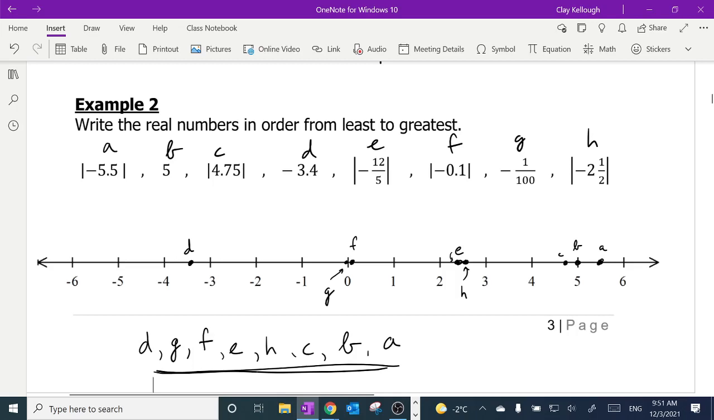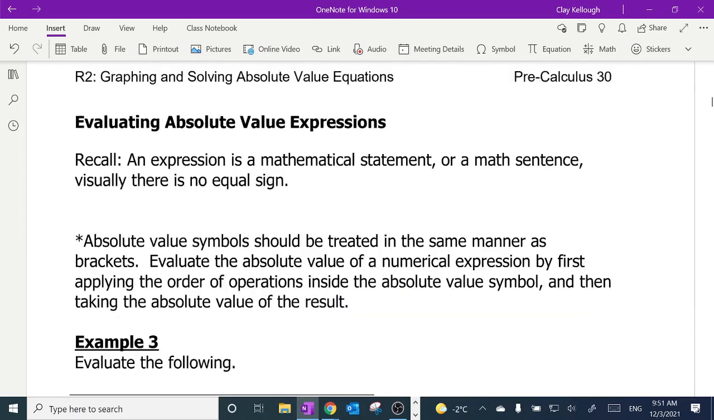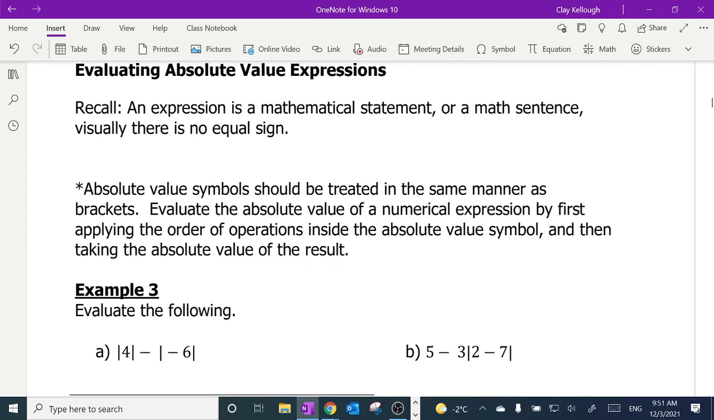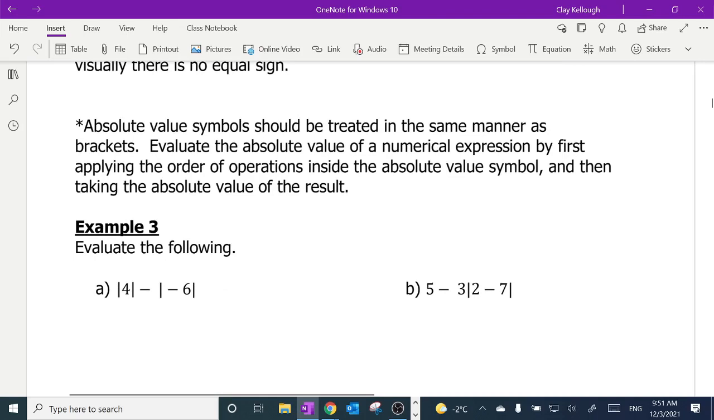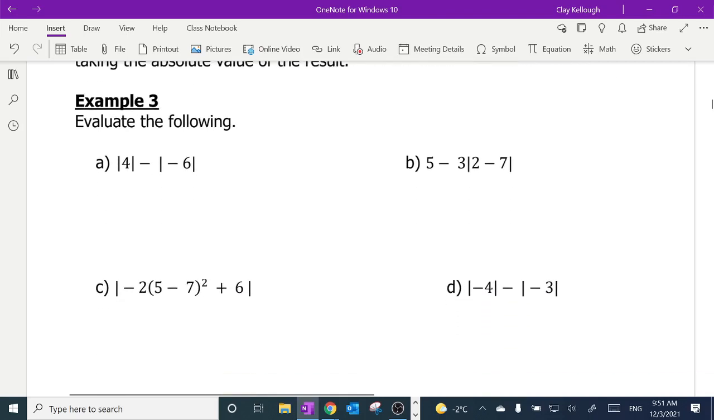All right, let's do some calculations now. Recall that an expression is a mathematical statement or a math sentence. Visually, there's no equal sign, or if you do put an equal sign, you don't need to because you don't have another side. It's not an equation, it's just an expression. So absolute value symbols should be treated the same way that you treat brackets. Evaluate the absolute value of a numerical expression by first applying the order of operations inside the absolute value symbol and then taking the absolute value of the result. So deal with these absolute value brackets first.